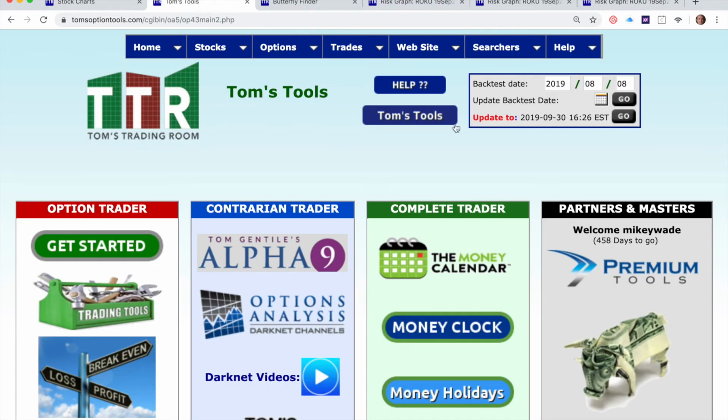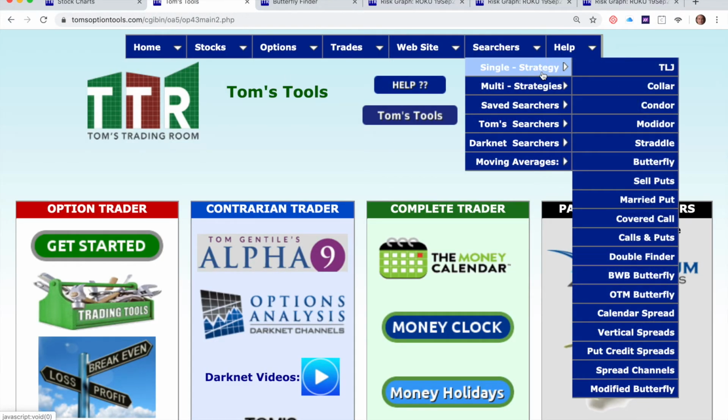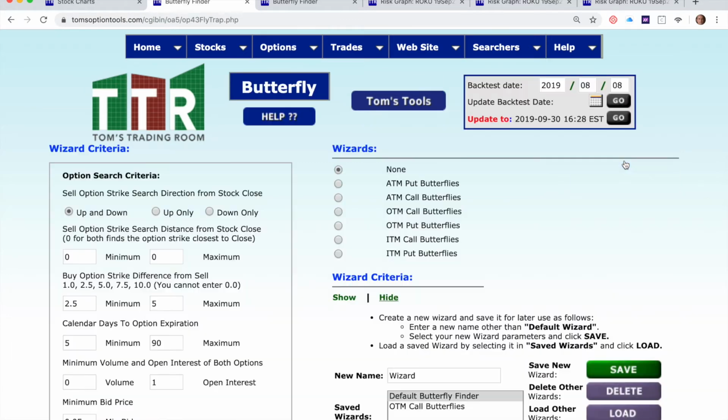Let's hop into Tom's tools, and we're going to go right into single strategy searcher, single strategies, butterfly. We are just going to use one of the different searchers. We're going to use out of the money call butterflies. Don't bother with out of the money put butterflies. They don't work as well to the downside. Just use out of the money call butterflies for bullish opportunities.